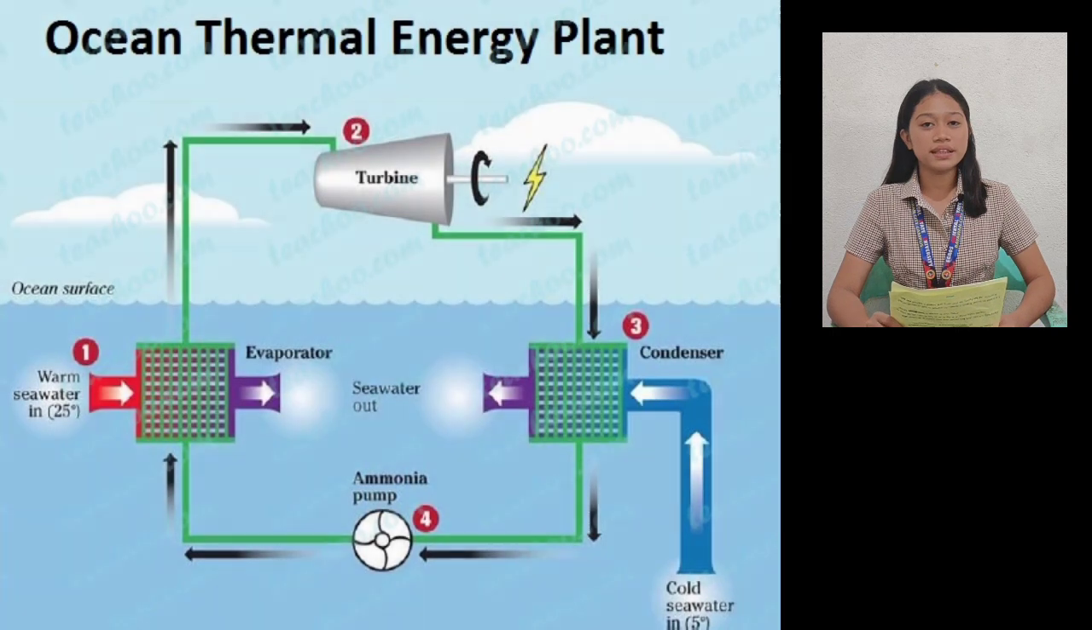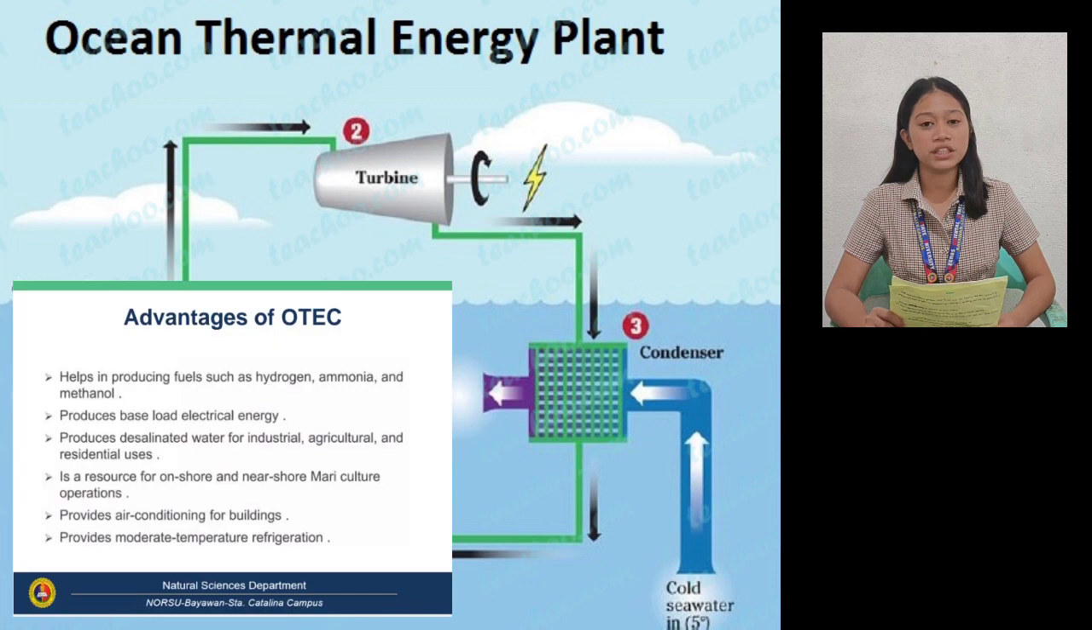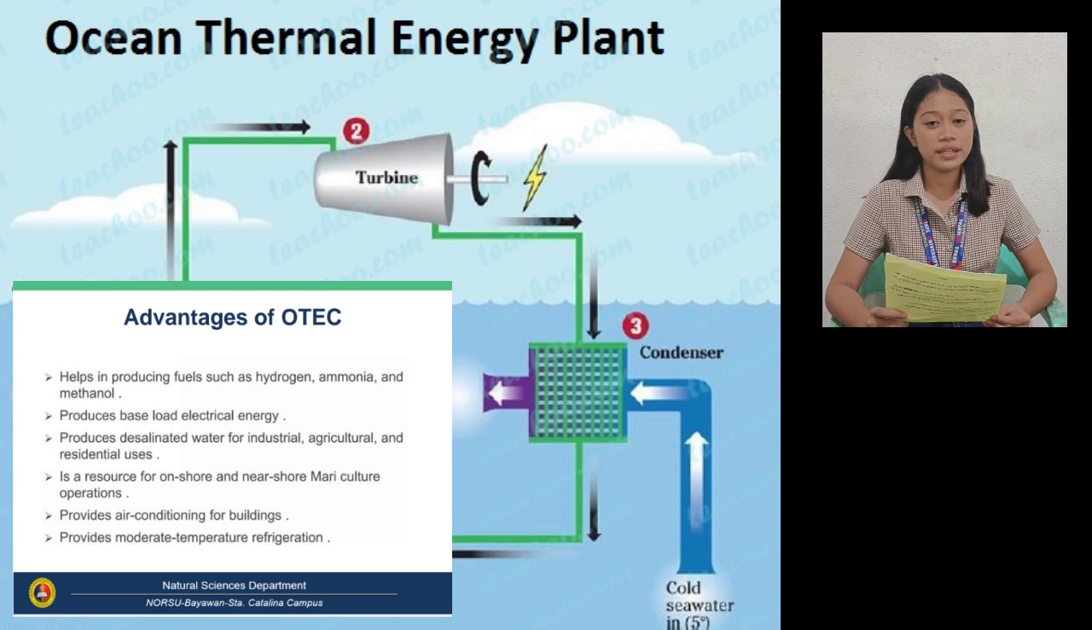And now let's talk about the advantages of OTEC, or ocean thermal energy conversion. First, it helps in producing fuels such as hydrogen, ammonia, and methanol, which can be used in various applications such as fuel for vehicles or for electrical generation. Next, it produces base load electric energy, which is a steady and constant portion of the electric supply running almost continuously to meet the minimum demand. Next, it produces desalinated water for industrial, agricultural, and residential uses. Desalinated water can be used for drinking, irrigation, or for industrial uses.